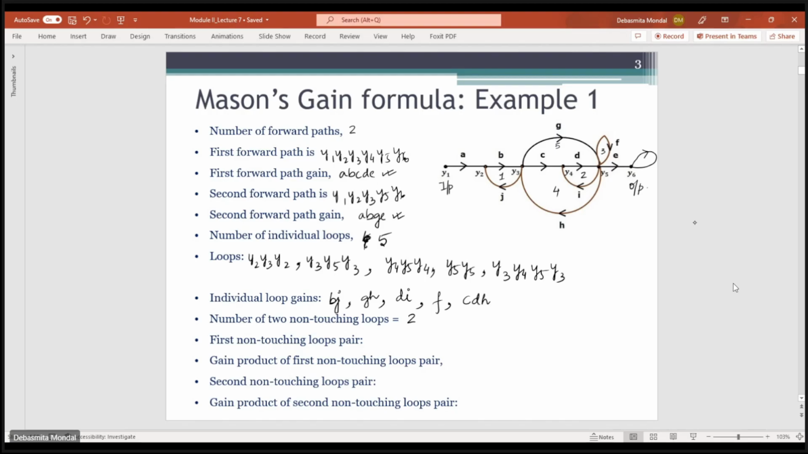That means if there was another loop, you would have a number of 2 non-touching loops and a number of 3 non-touching loops also. But this is actually not in this signal flow graph, so we will not consider that. So then we found out the number of 2 non-touching loops.